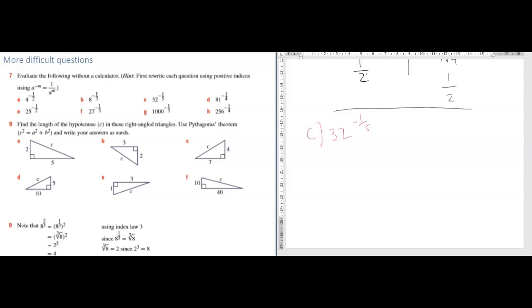So 32 to the power of negative 1 over 5. So it's a good idea to separate it.